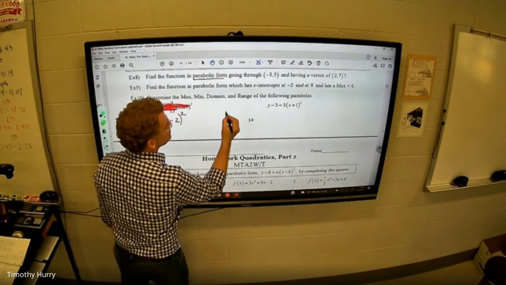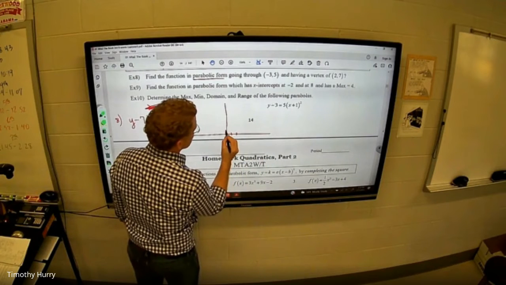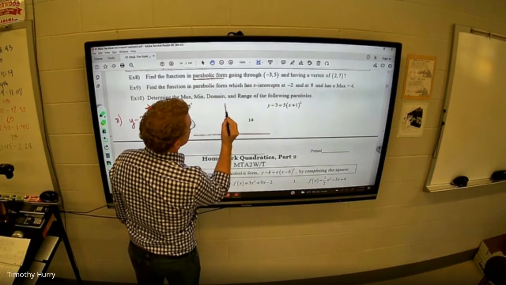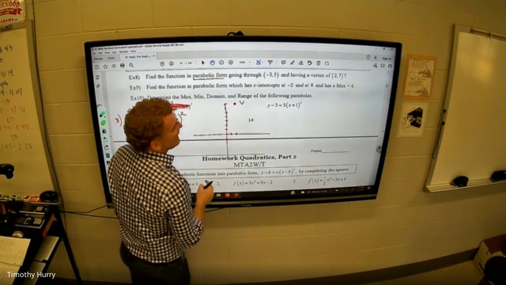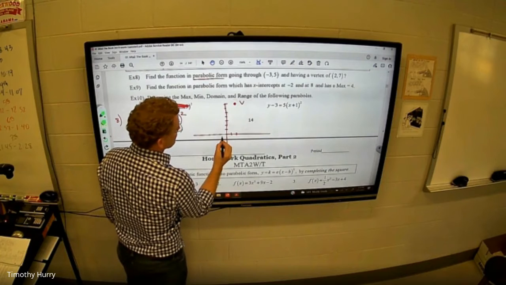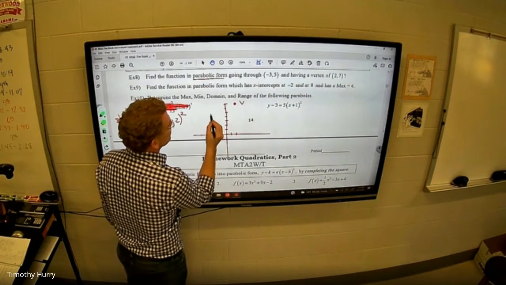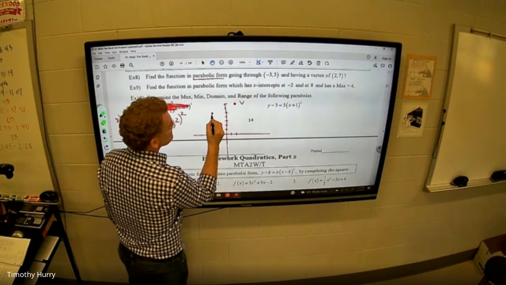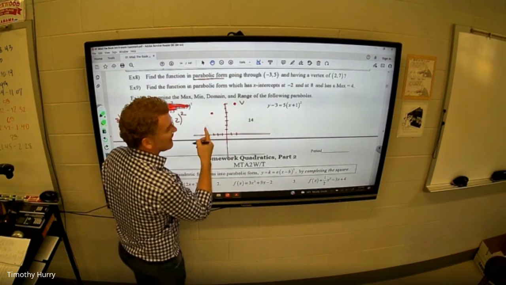Okay. I'm going to draw this again. Here's my vertex over 2. I'm going to show you something that a lot of people do incorrectly. And then they go, oh, there's another point. Left 3, 1, 2, 3, 4, 5. Right? So there's the vertex, and there's the point -3, 5.